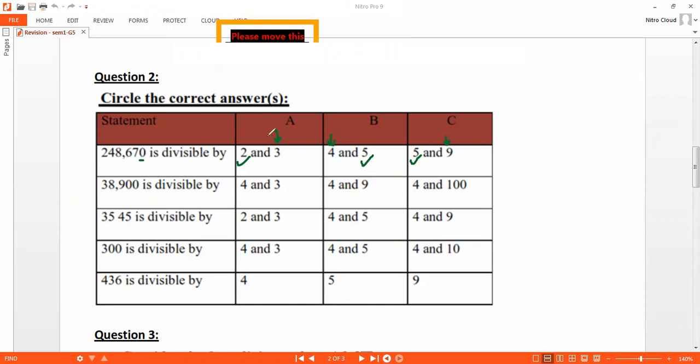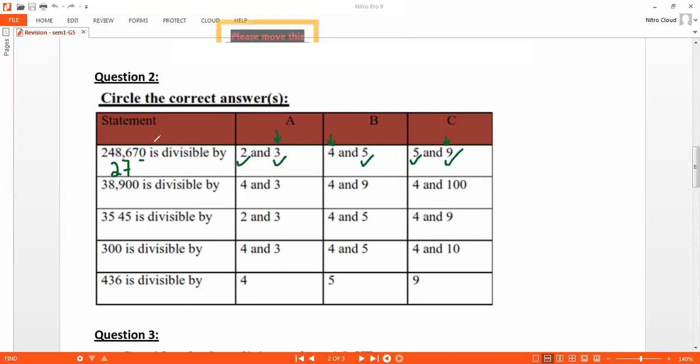So the first thing I'm going to do is to add the digits. 2 plus 4 is 6. 6 plus 8 is 14. 14 plus 6 is 20. 20 plus 7 is 27. So 2 plus 7 is 9. So this number is divisible by 3 and it's divisible by 9.